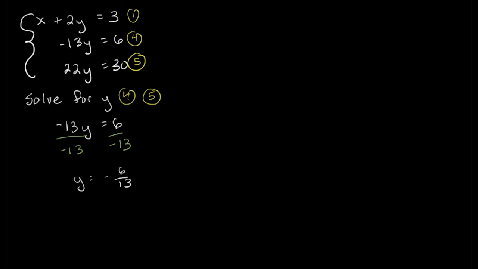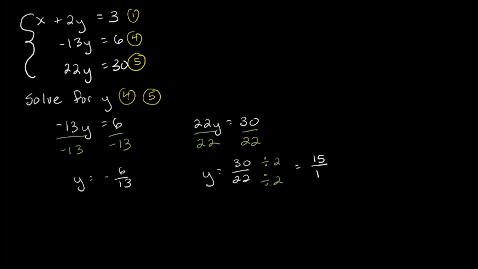And then the other one, we have 22y equals 30. You divide both sides by 22. So we get y equals 30 over 22, which I'm going to reduce. I'm going to divide those both by 2 because they're both even. And that gives me 15 over 11. So we have two different values for y, and they are not the same y.